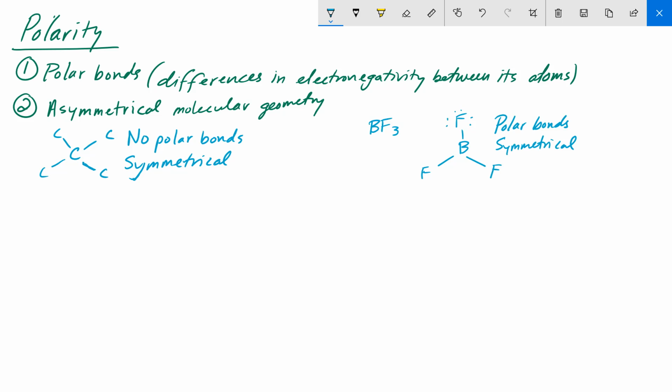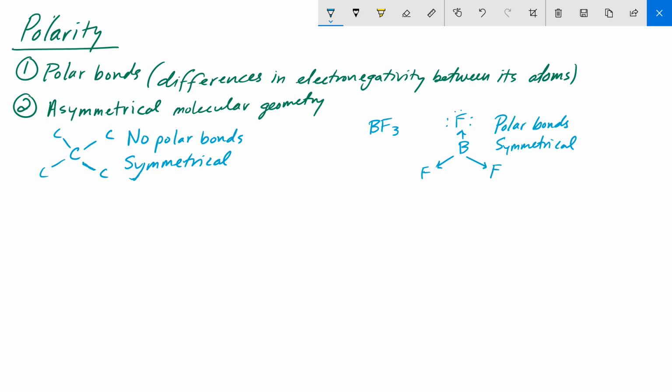But how can we make this easier to see? Students seem to have a difficult time seeing this or understanding exactly what we mean when we say asymmetrical geometry. Well, the way I always imagined it was using the image of tug of war. So if each of these fluorines is a team of tug of war players, or a tug of war player on their own, and they're trying to pull the central atom towards themselves, and these bonds are like their ropes, which of these atoms is going to win?